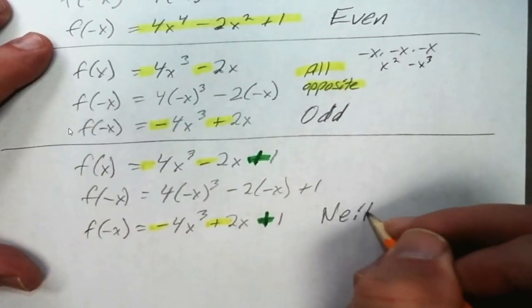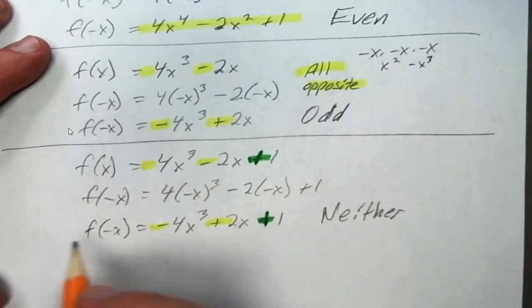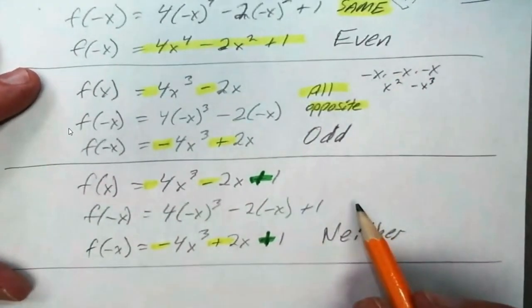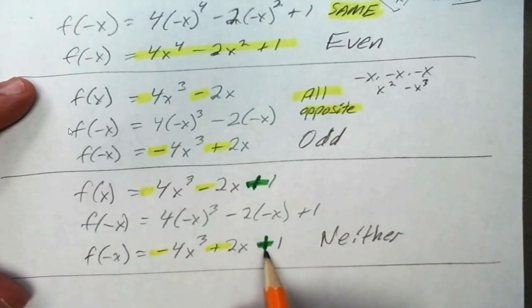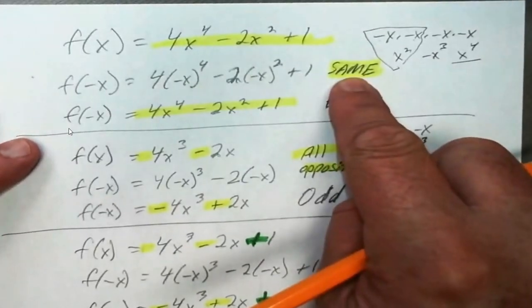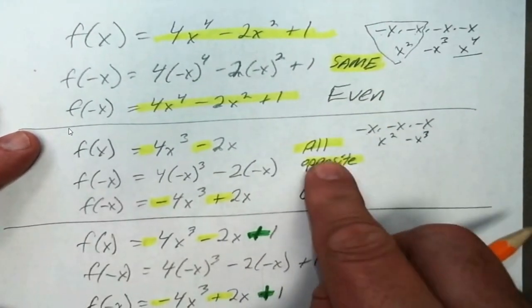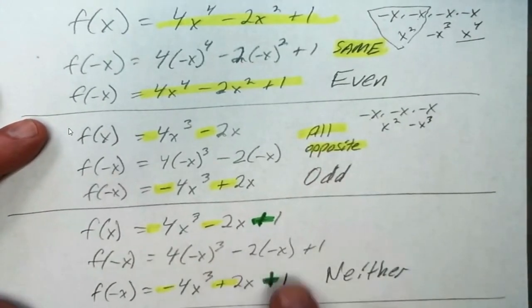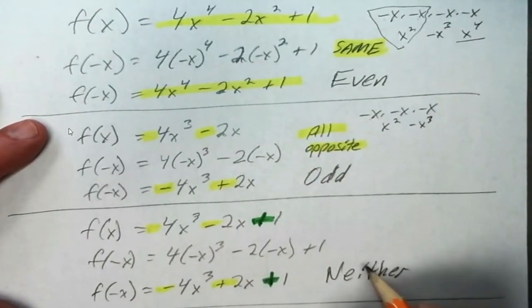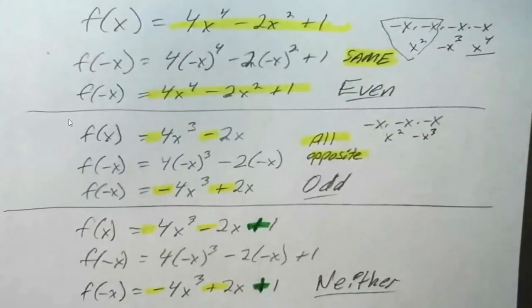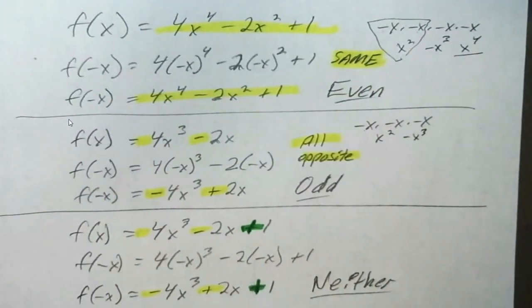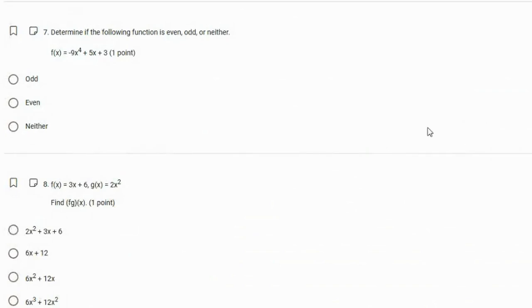This one is neither. This one's even, this one's odd, this one's neither, because the oddball, this changed, this didn't. If everything stays the same, it's even. If everything becomes the opposite sign, it's odd. But if some do and some don't change, it's neither. Just as a reminder on how that works. Nice reminder there. So that's how you determine if that's even, odd, or neither. And also you can look at the reflection, but I want to do it the algebraic way.